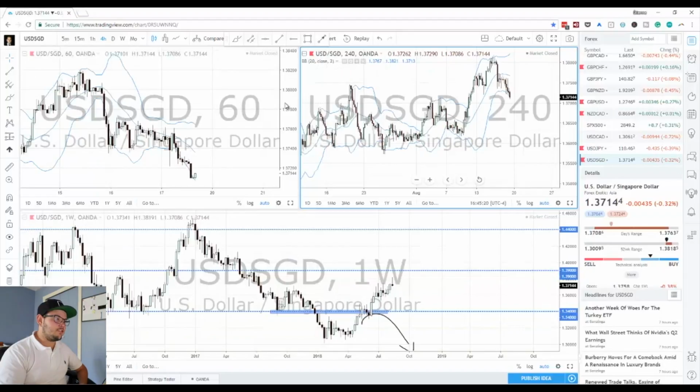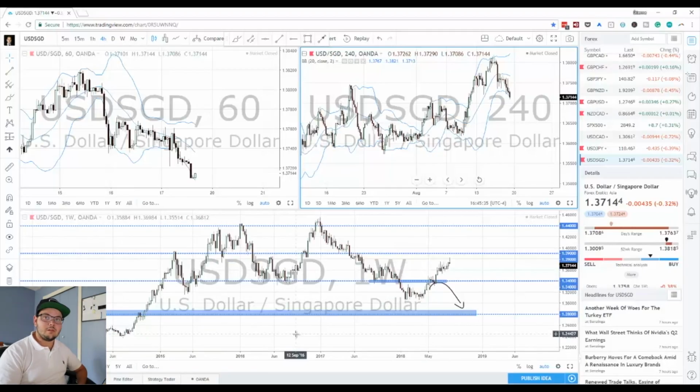And finally, USDSGD is coming back to a resistance area, okay, 1.39, a place where we've been reversing a few times in the past, and it's going to be good to look for bearish setups.